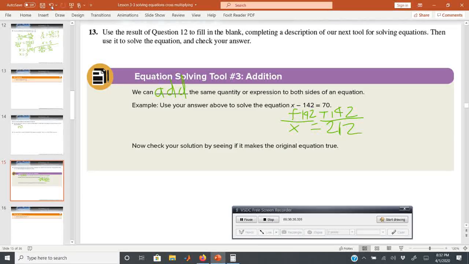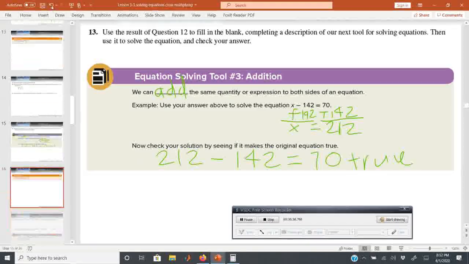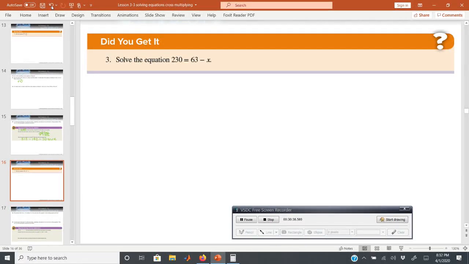Let's check to see if that's still true, or if that value is correct in the original equation. If I go back to my original equation, x is a variable waiting for a number. We now are proposing that 212 is that number. If we subtract 142 from 212, we get 70, and that is in fact true.